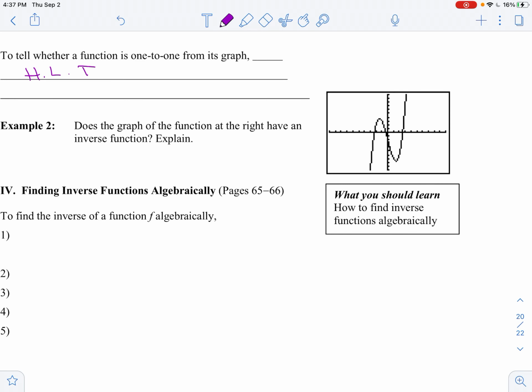So does this graph at the right have an inverse function? Let's do a horizontal line test. Let's draw any horizontal line here. It hits 1, 2, 3 times. So this does not pass the horizontal line test. So does it have an inverse function? The answer is no. It doesn't pass the horizontal line test.